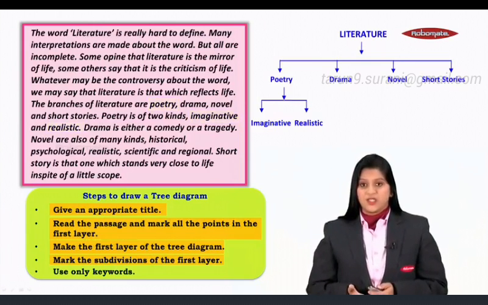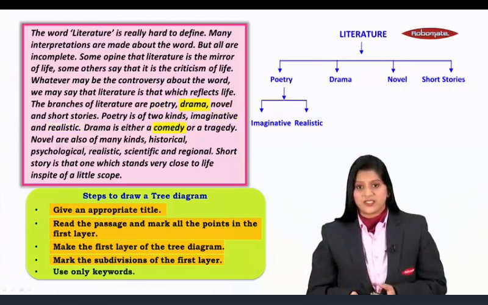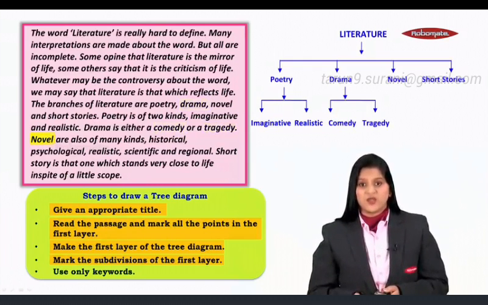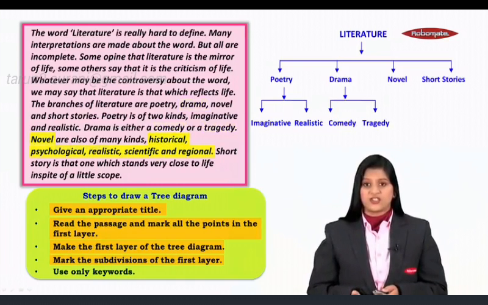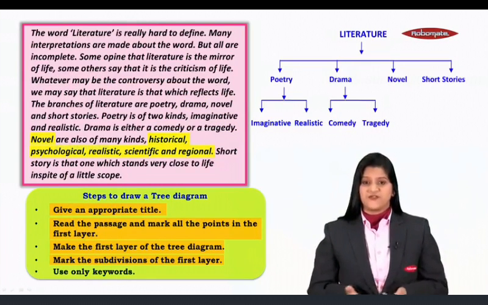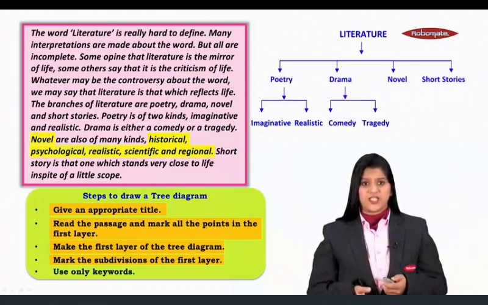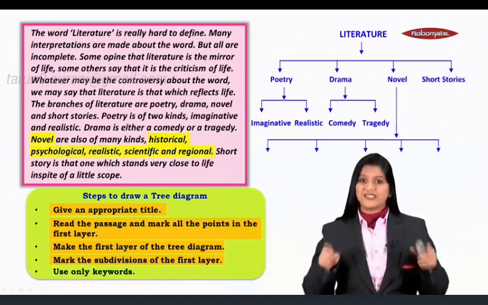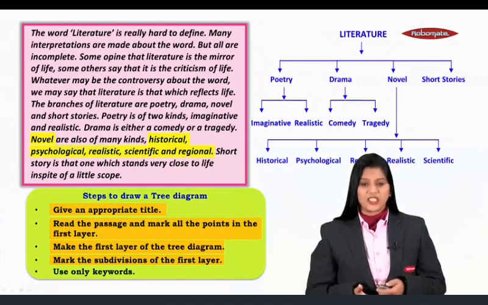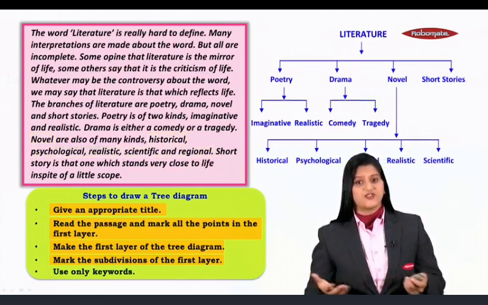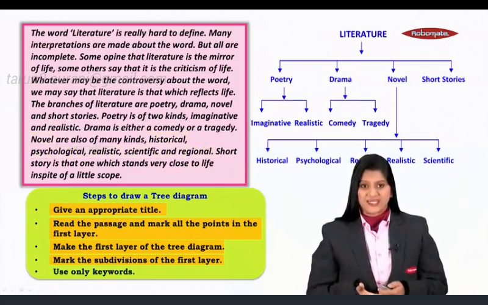Similarly, for drama, quickly find what are the different types of dramas that you can get, comedy and tragedy. So, again 2 divisions here, comedy, tragedy. Then, when you come to novel, there's a variety of it. So, you will find historical, psychological, realistic, scientific, regional. Okay, now since it is not going to fit in the same line, you can make a longer arrow and then subdivisions below it and then put each one like this. And if you see, for short stories, there is no other subtype, so it remains as it is.